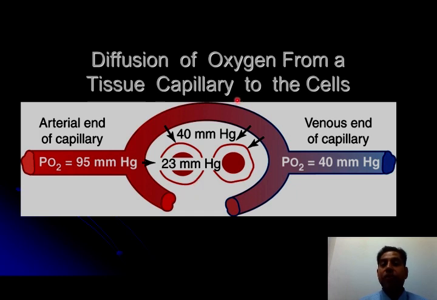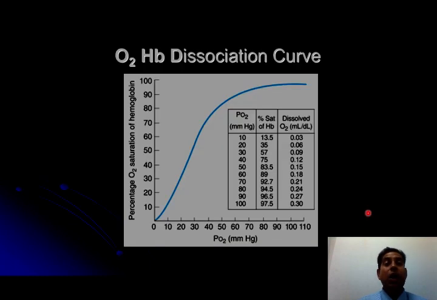So by the time it reaches the venous end, all this oxygen has been given up, and the partial pressure of the oxygen at the venous end of the capillary is again the same as the tissues, that is 40 millimeters of mercury. Now if you look at how this oxygen has been given up, we will find that this can be explained with the help of an oxygen dissociation curve.